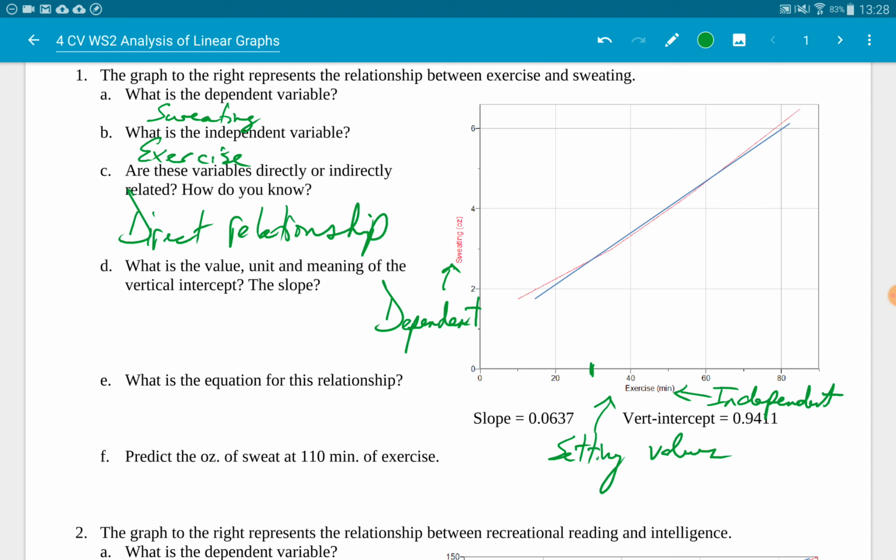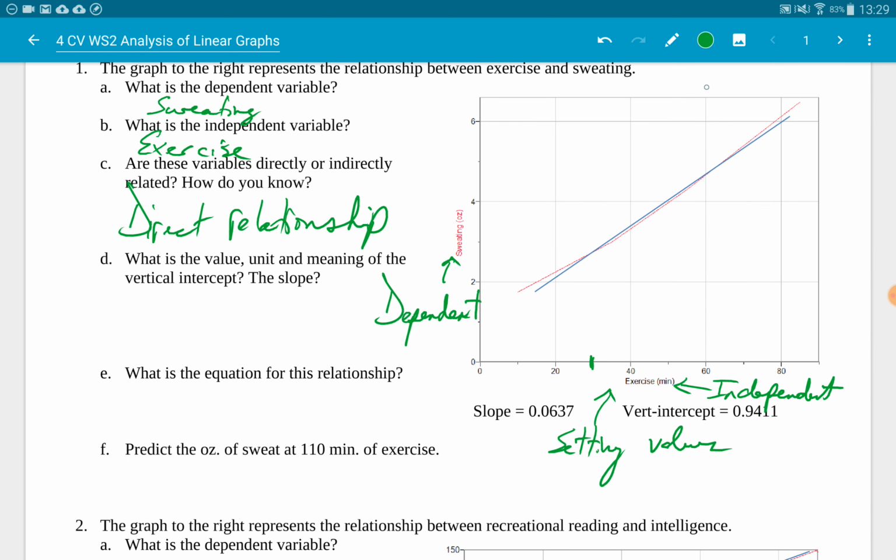Well, that would be like if the exercise was going up and the amount of sweating was going down in a way that was nonlinear. So if it's a linear relationship, if the line of best fit is a straight line, it's going to be a direct relationship. If it's a horizontal line, well, let's go ahead and do that.